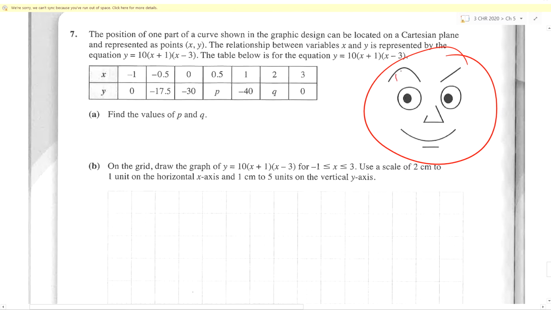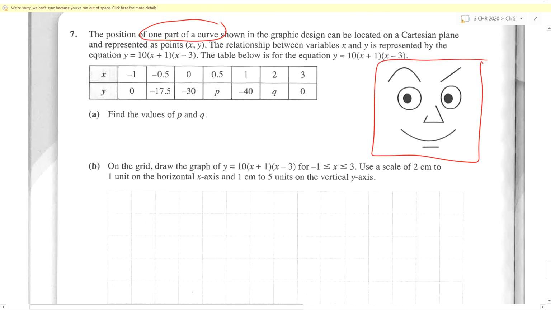It is made out of a curve, straight line, circles, straight lines again, a curve and another straight line. So apparently, one part of this curve found in here can be located on a Cartesian plane, meaning our x and y axis, and represented as points x and y. And this curve that we need to identify has an equation of y equals 10 times (x plus 1) times (x minus 3). So this table below is for this particular equation.